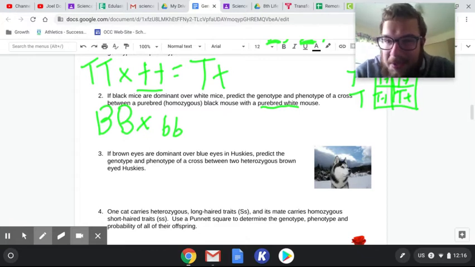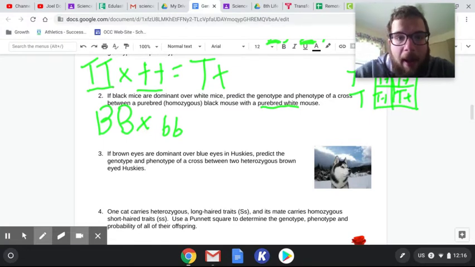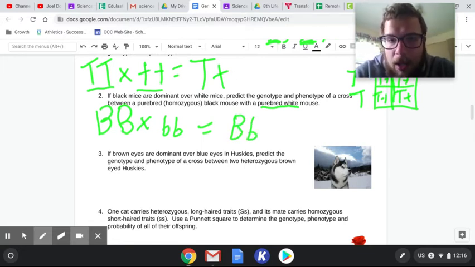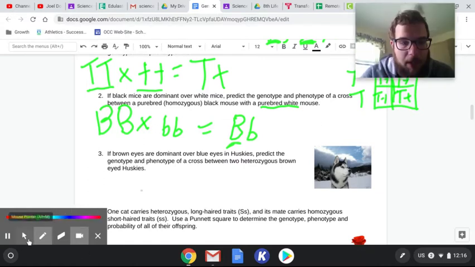And this is exactly the same as the one that we just did up here. Look at this. One parent was big T, big T. One was little t, little t. So it's literally the same thing. In the interest of time, I'm not going to redo that Punnett square. But what can we get? We're going to get only big B, little b. And then all of the offspring are going to have black fur, because they're all going to have that dominant trait. So hopefully that one makes sense. It's literally the same question as the one above, just with mice instead.